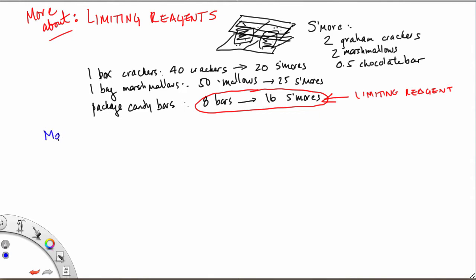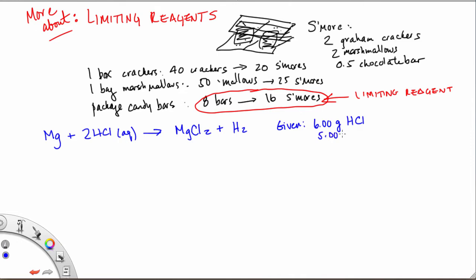So we're going to take the reaction a little less appetizing than the s'mores, but we're going to combine magnesium with some hydrochloric acid, and we get magnesium chloride and hydrogen from this. Okay. Let's say that I'm given 6 grams of hydrochloric acid and also 5 grams of magnesium. Okay, I want to find which one is my limiting reagent.